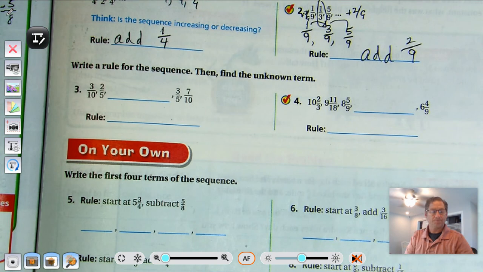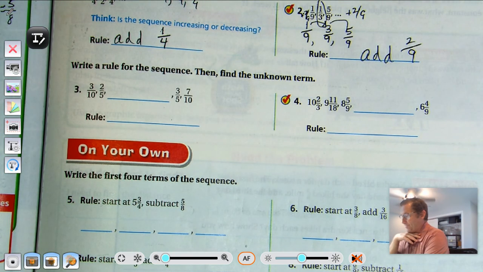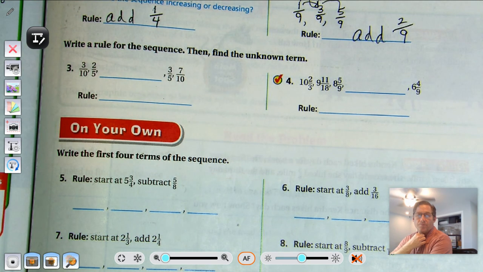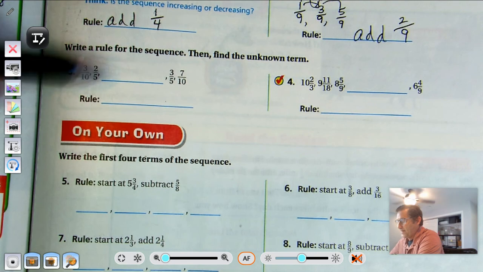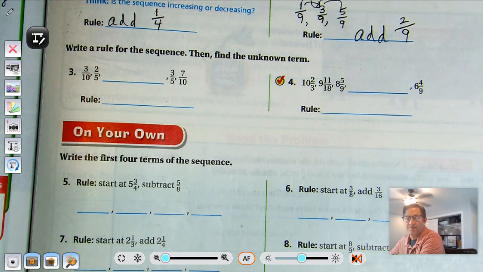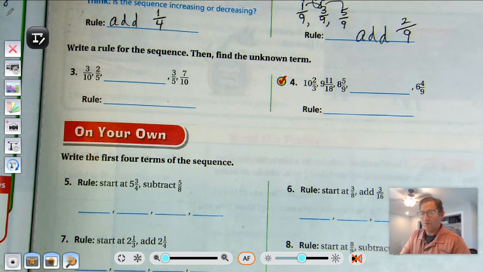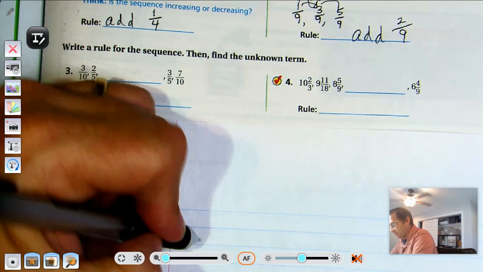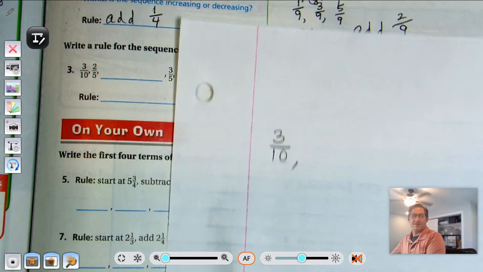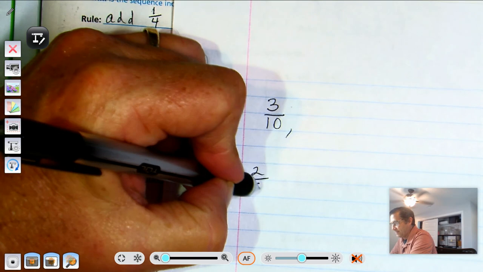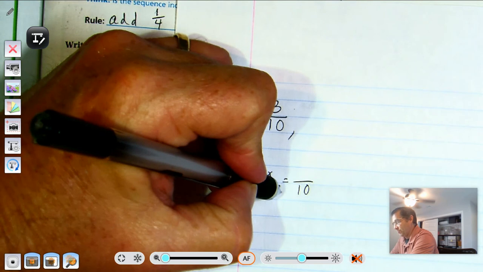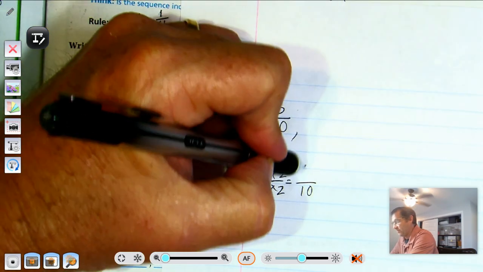All right, number 3. So on number 3, we're going to write a rule for the sequence, then find the unknown term. Well, it's easier to find the rule if we change everything to the same denominator. So I'm going to go ahead and use a scratch piece of paper here. And so we have 3/10. And then we have 2/5. I want to turn 2/5 into tenths. 5 times what is 10? 2, right? So multiply the numerator by 2, so 4/10.